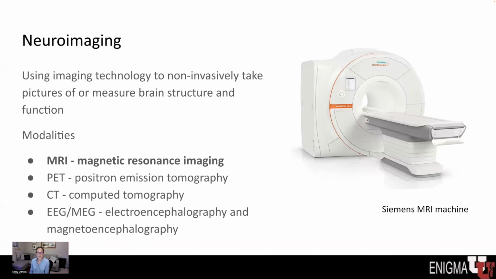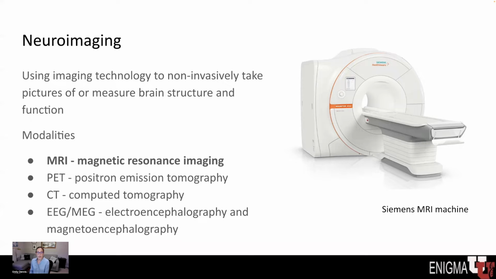So what is neuroimaging? Neuroimaging is using imaging technology to non-invasively take pictures of or measure brain structure and function. There are multiple types of neuroimaging that you can do. Magnetic resonance imaging, or MRI, is the main one that we're going to talk about, but it's not the only one.